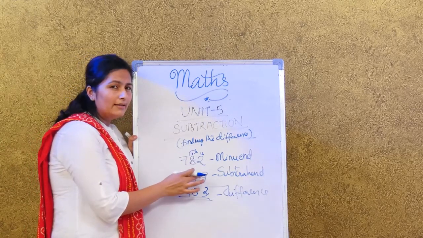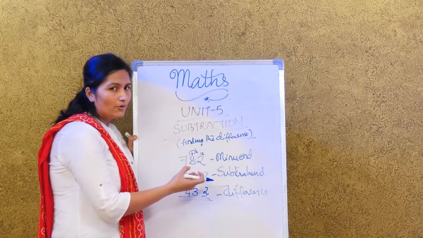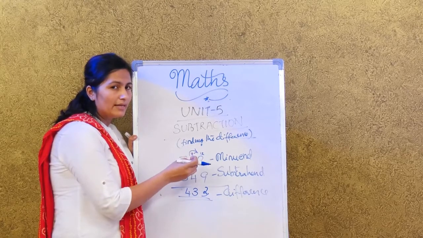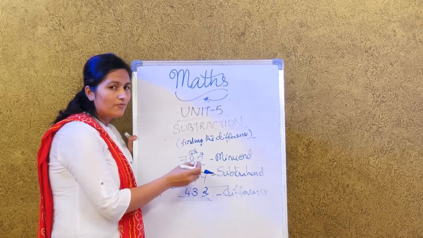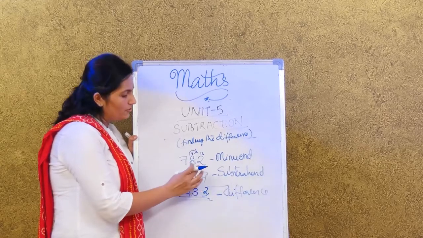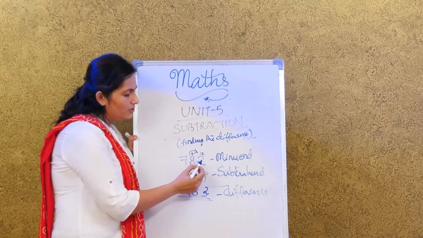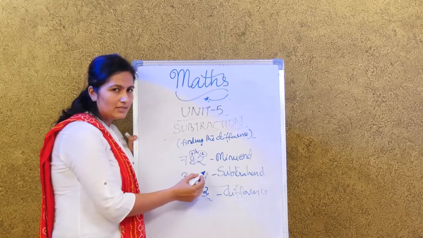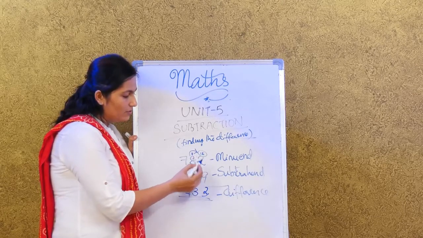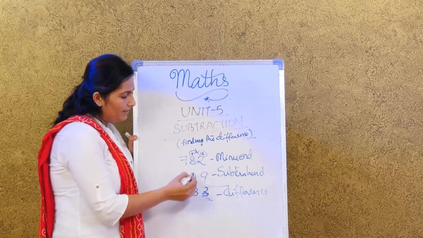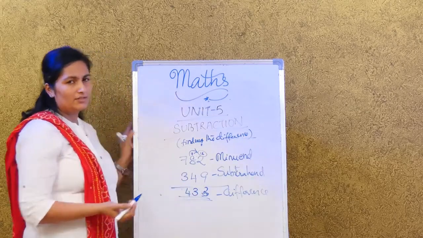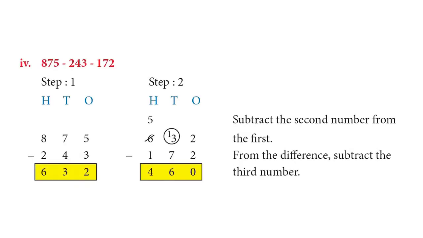2 is smaller than 9, so we have to borrow. If we have to subtract a big number from a small number, we always have to borrow. So when we borrowed 1 from here, this 2 became 12. We subtract 9 from 12, we got the answer 3, and then the rest of the subtraction. We will also take a look at the subtraction on page number 87. It is for you to practice.